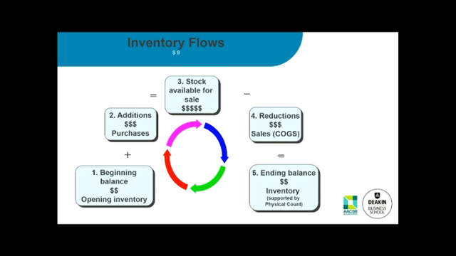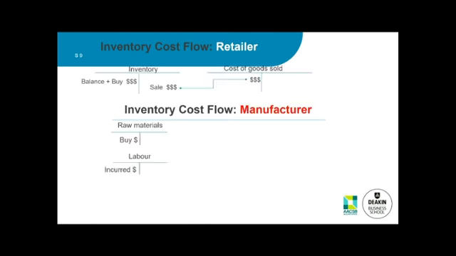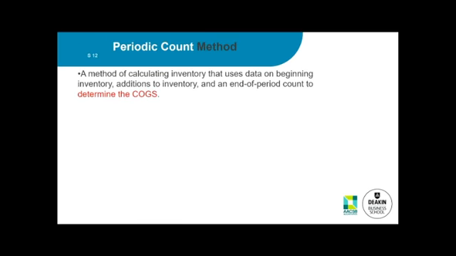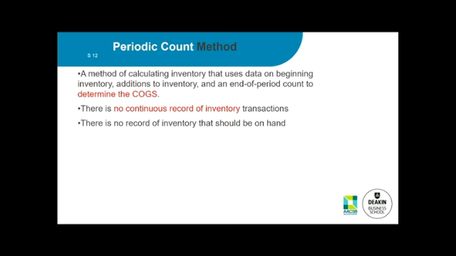Well, you know what it is by doing the stock take, but you don't know what it should be. And you will see exactly that point when we go through the transactions for the student exercise under the perpetual and the periodic system. That will come through very clearly. So there is no continuous record of inventory transactions. There is no record of inventory that should be on hand as a result, right? And we cannot determine whether there is any inventory shortage or gain because of that.